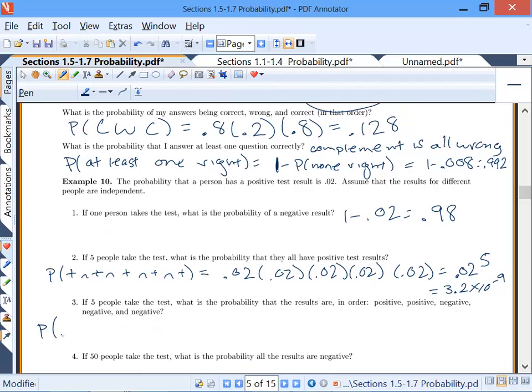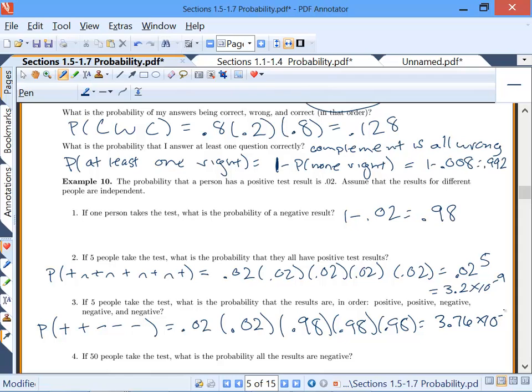Let's say 5 people take the test. We want the probability that the results in order are positive, positive, negative, negative, and negative. So what probabilities do I need to multiply together for this? The probability of positive is 0.02, 0.02. The probability of a negative for one person is 0.98. We need the third, the fourth person to be 0.98 and the fifth person as well. So we're at 3.76 times 10 to the negative 4th.